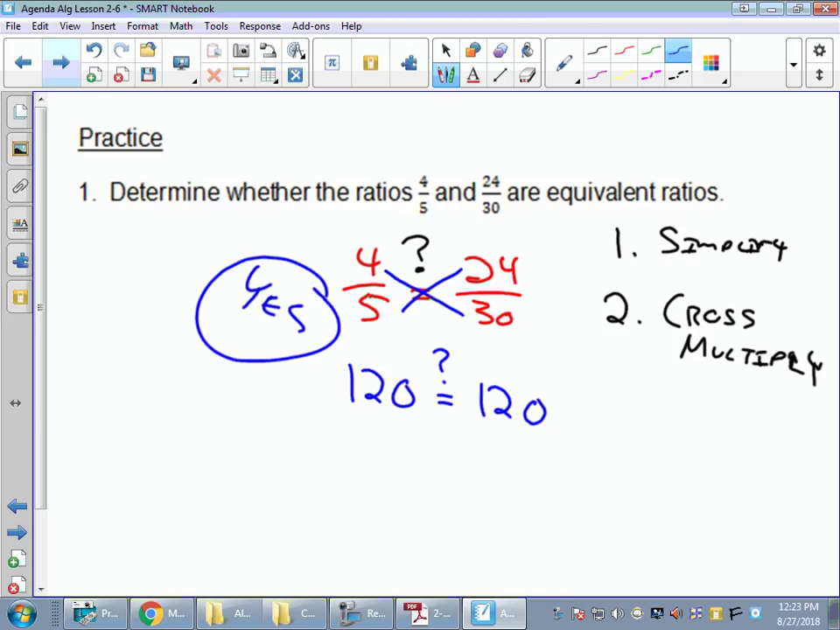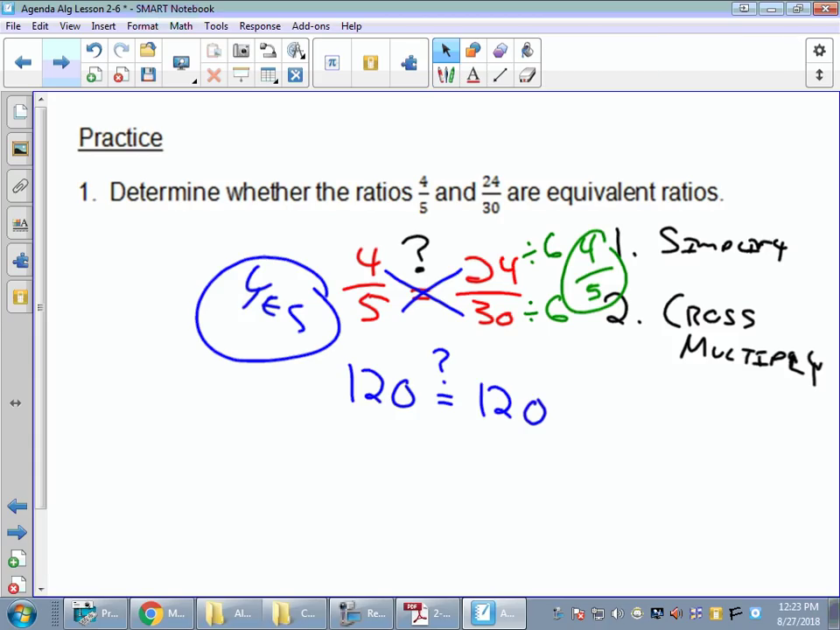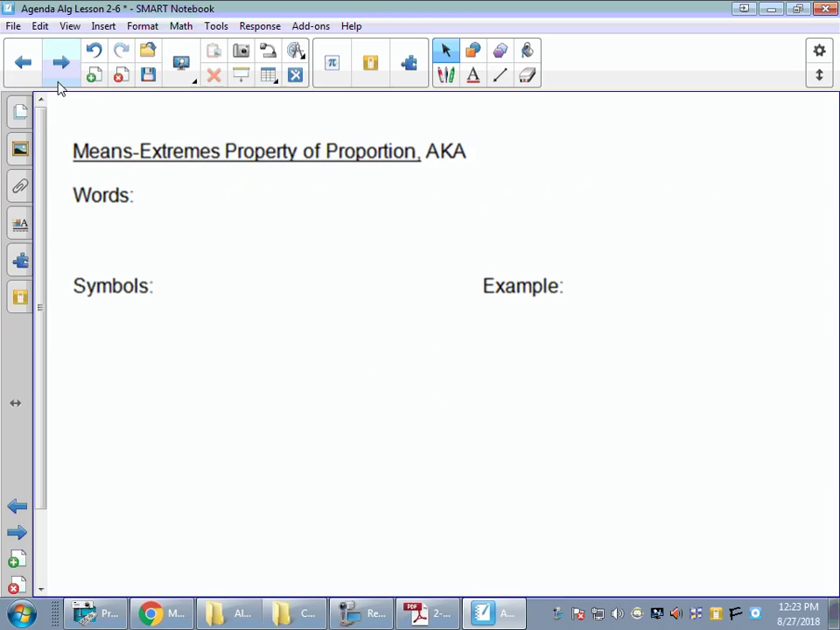The other way, simplifying, you could just simplify the fraction and say, let's take 24 and 30. What goes into both of these? 6. So if we divided them both by 6, we're simplifying, then 24 divided by 6 is 4, and 30 divided by 6 is 5. So we have 4/5 and 4/5. Those would be equal as well. Okay, so two different ways. Cross multiplying, if you get the same cross product, then they're equal, or you can simplify and get the same fractions.